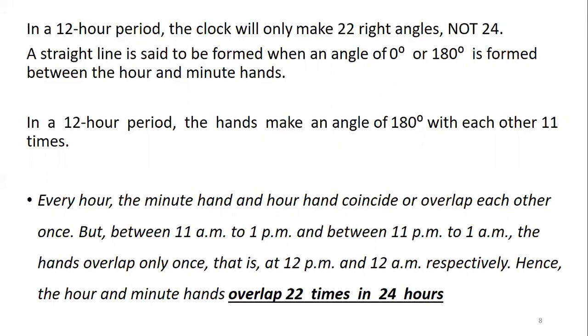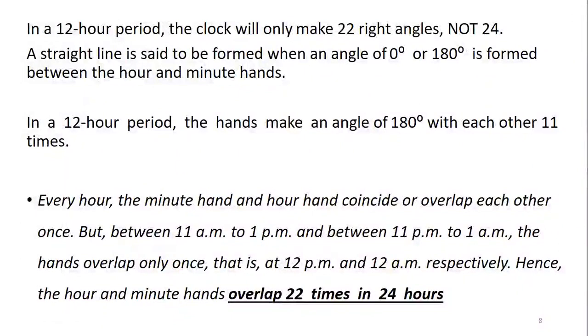That is, the minute hand is behind the hour hand, and the minute hand will come and meet, that is overlap or coincide with the hour hand. Then after that, it makes another 90 degree angle with the hour hand. So in 1 hour, it makes 2 times, but in 12 hours, it does not make 24 times. The right angle is not formed 24 times, but only 22 times. Why? What is the reason for that shortage?